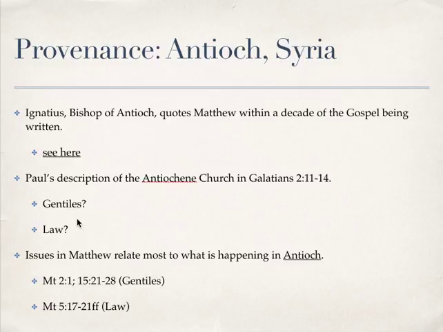This is one of the defining arguments of early Christianity, and the Gospel of Matthew is mediating that issue. So this is another reason we think that the Gospel of Matthew was written in Antioch. And finally, issues in Matthew relate most to what's happening in Antioch. The way Matthew deals with Gentiles in chapter 15 and in chapter 2:1 indicates that the Gospel of Matthew is in the middle of this argument in Antioch.